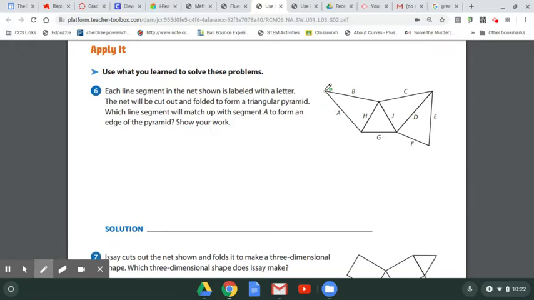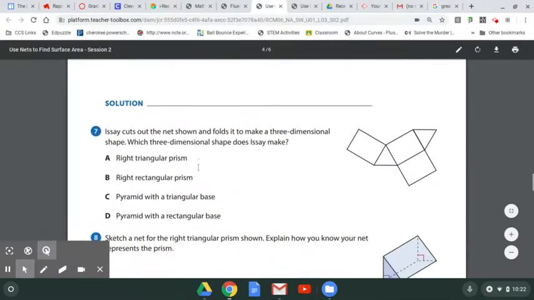Show your work. So here's line A. Which one of these segments will match up? Well, when you fold it up, B is going to match up with C, and then F is going to come over to G. So what one is left to go with A? Right, E will fold over to A. Okay, let's look at the next one.